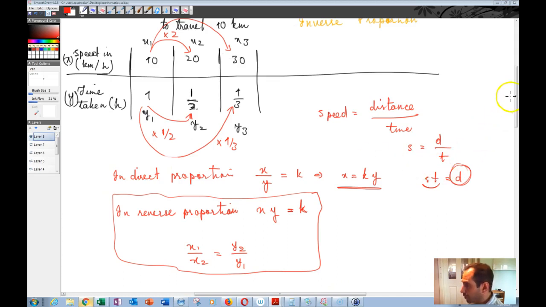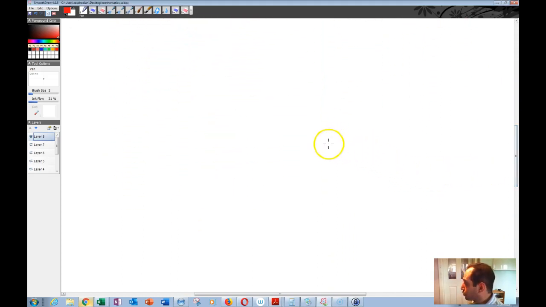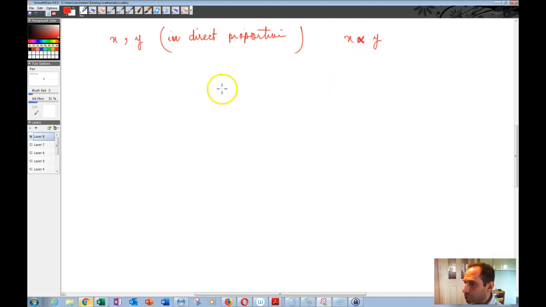And basically one more thing which is also important is that when two quantities, for example x and y, are in direct proportion, then we write that x is proportional to y. We write it this way: x is proportional to y.